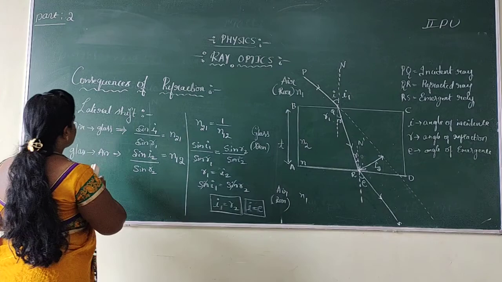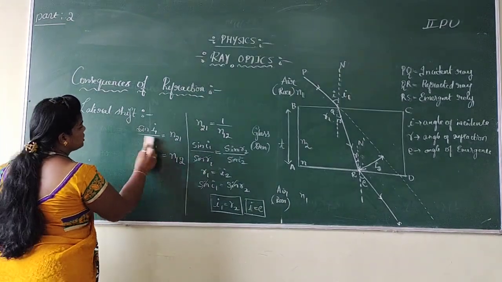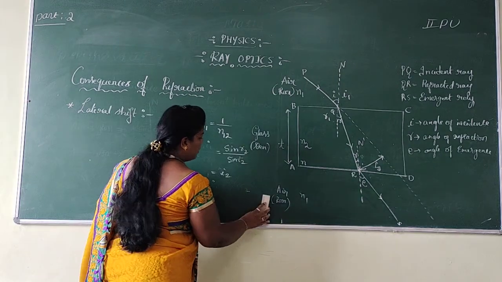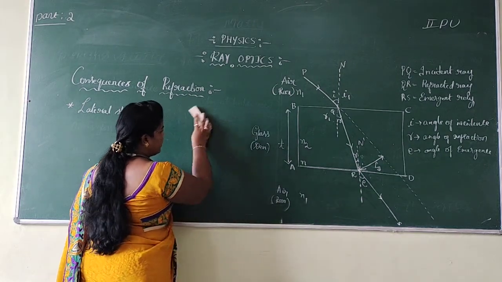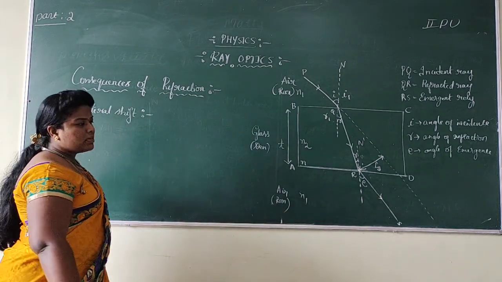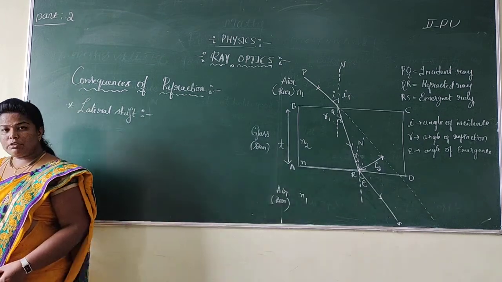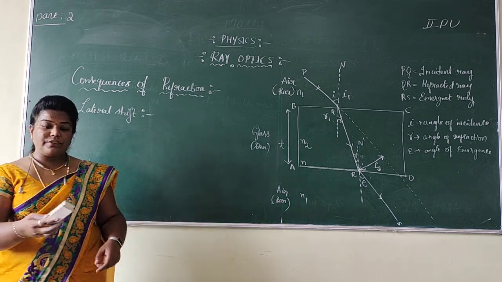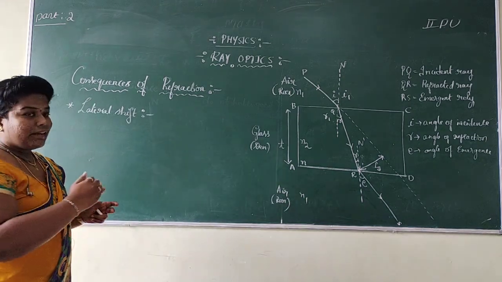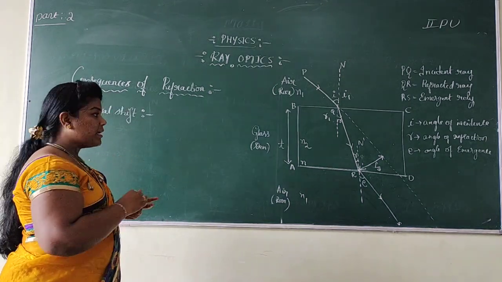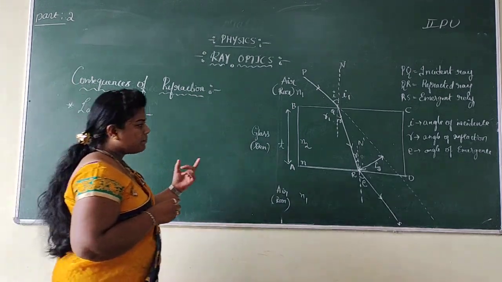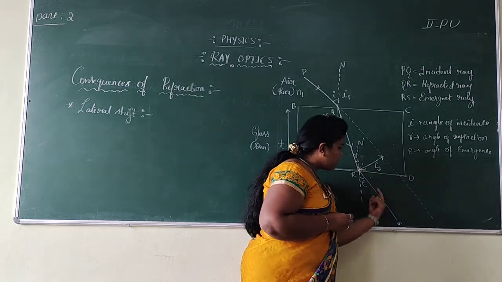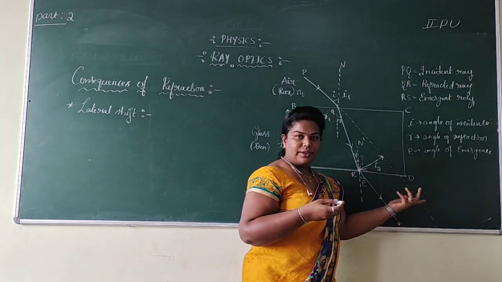So what is this lateral shift then? How to define the lateral shift? It means actually the ray of light should travel along the direction of the incident ray, suppose the glass slab was absent. But due to the presence of the glass slab, it has shifted away. It has shifted laterally, sideways. So what is a lateral shift? It is a perpendicular distance between the emergent ray and the direction of the incident ray.